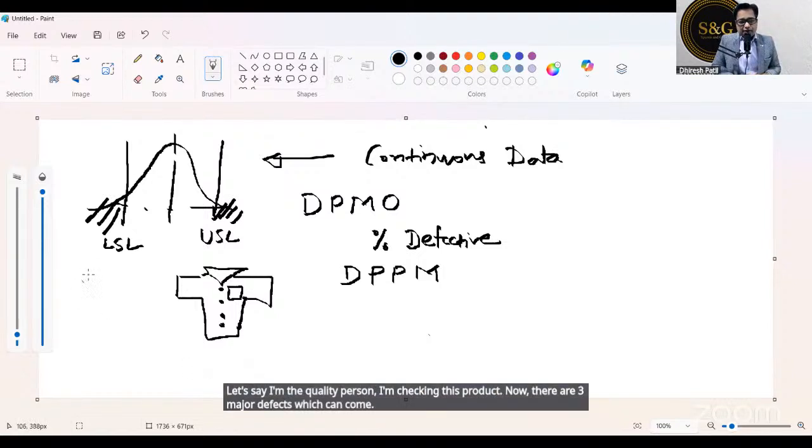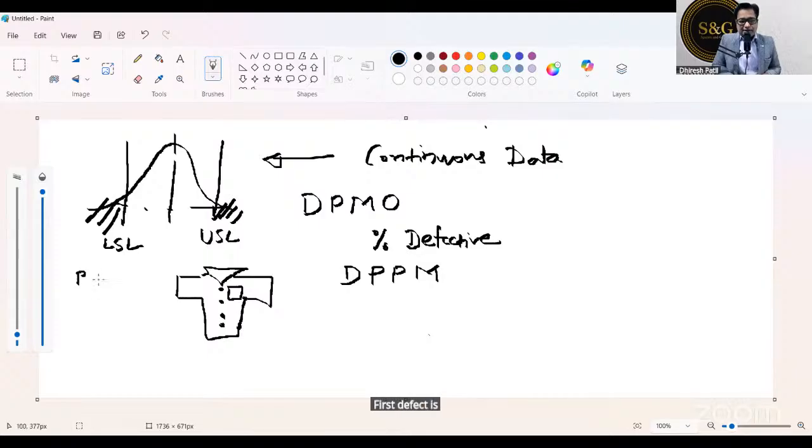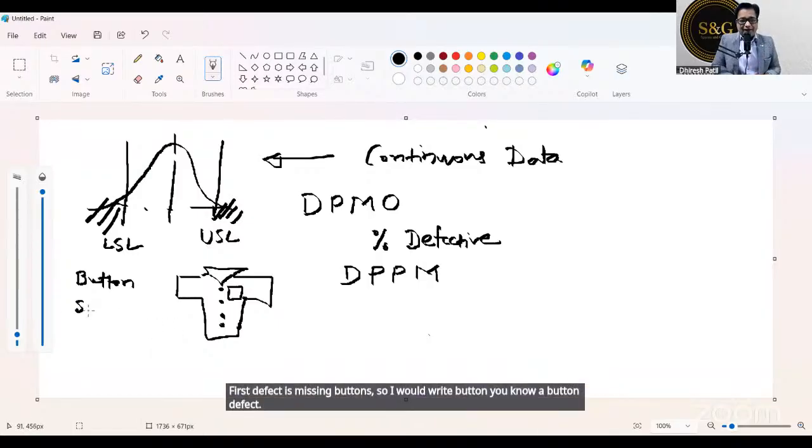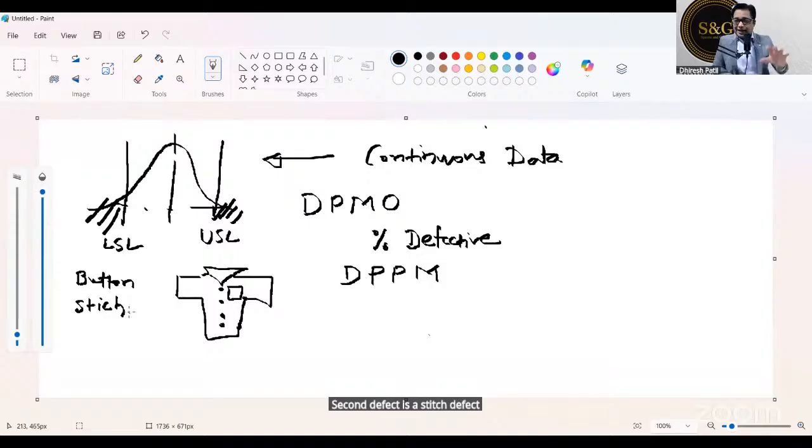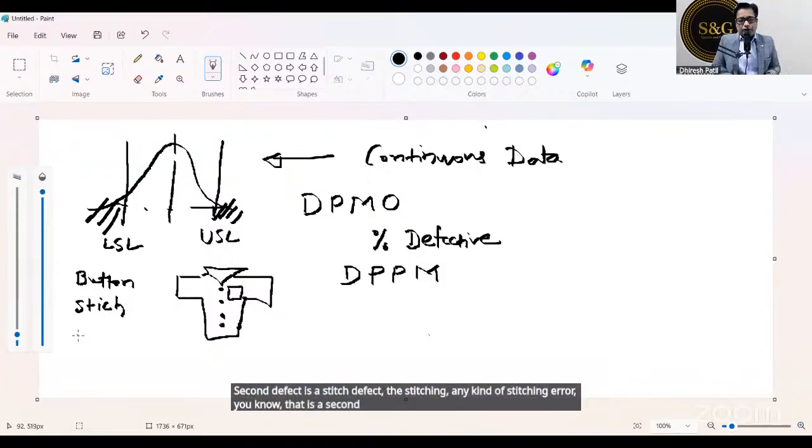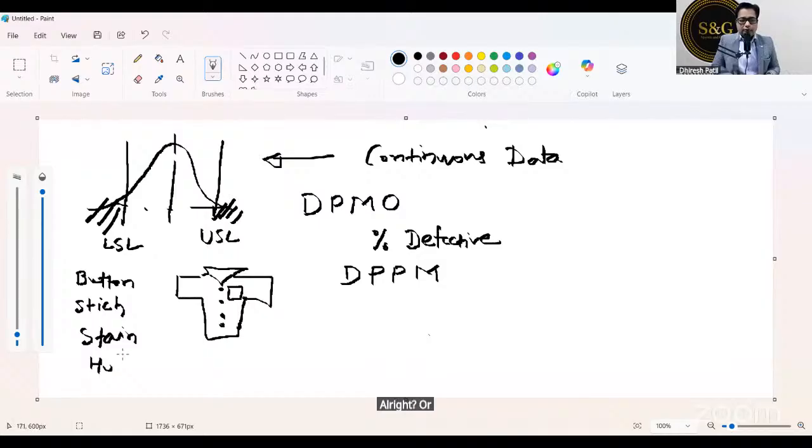First defect is missing buttons. So I would write button defect. The second defect is a stitch defect, any kind of stitching error. And the third kind of defect, let's say a stain, or maybe a hole in the cloth. So these are 3 to 4 defects which would come.